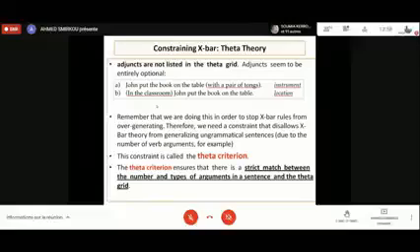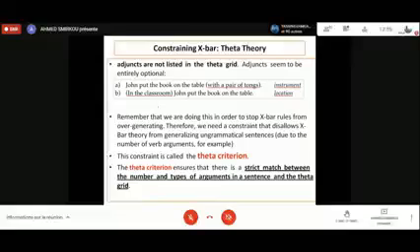So what is the function of this Theta Criterion? For example, if the verb requires 3 arguments, the Theta Criterion says you must have only 3 arguments. If you have 2 or more than 3 arguments, the Theta Criterion will rule out this sentence. So what is the function of this constraint? It ensures that the verb takes only the required number of arguments.